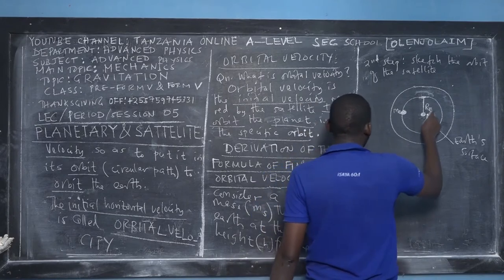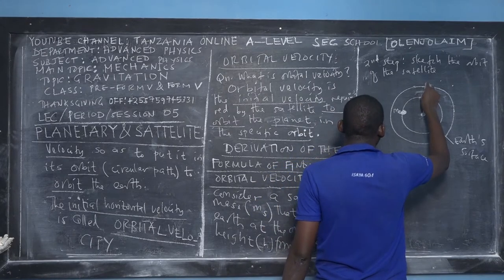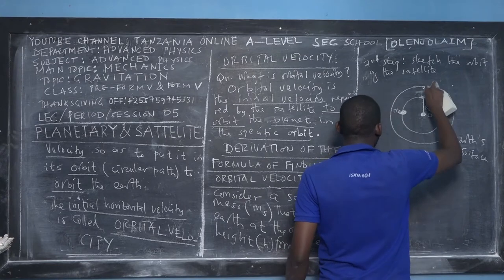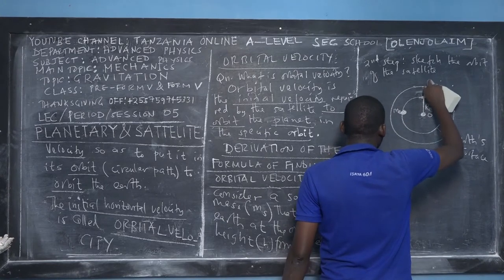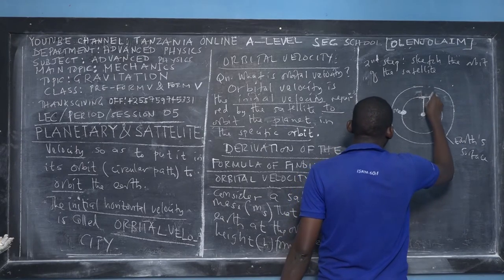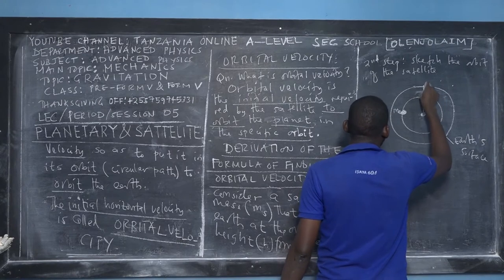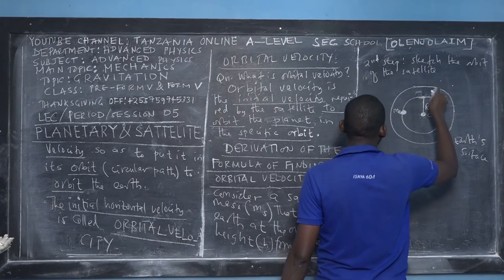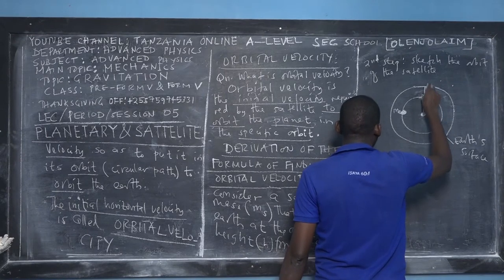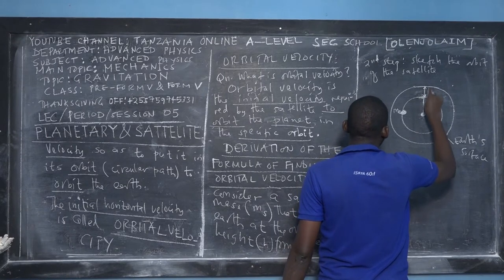Remember, this is the center, we call it O. Again, this is the height where the satellite has been placed. For clarity, this height is measured from the Earth's surface. So this is the Earth's surface, this is the satellite orbit, and this is the height H.